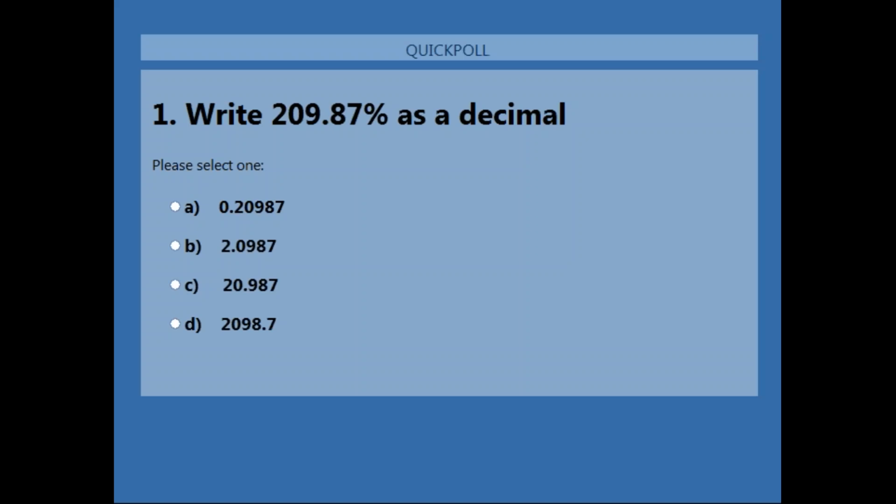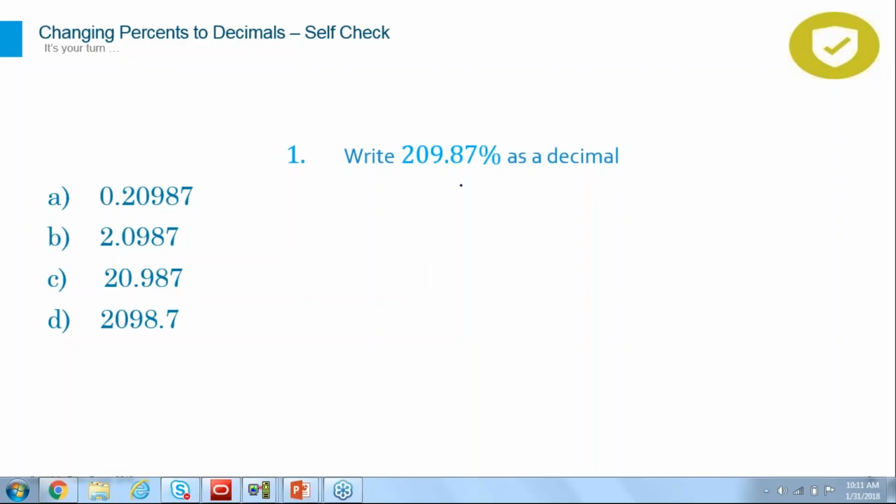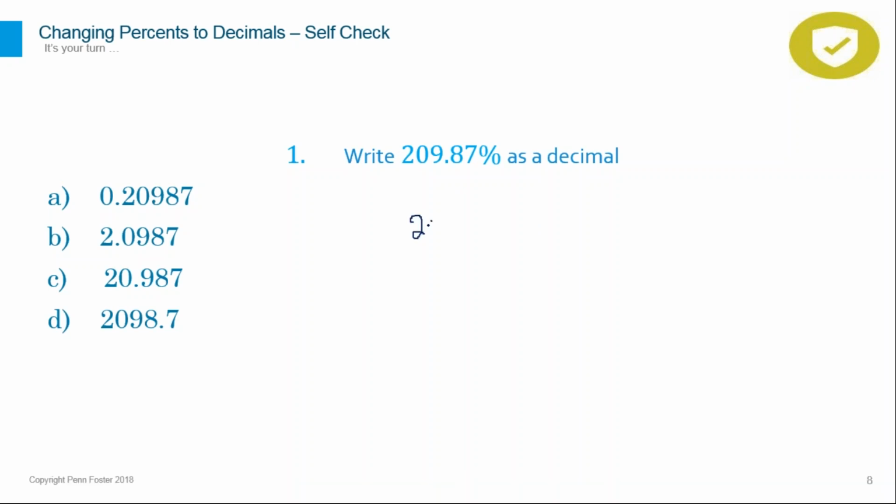Okay, so let's do the question together, and then I'm going to share my final answer, and then you can compare your answer with my answer, and that way also you can evaluate yourself. I have that number. I'm trying to divide by 100. I want to get rid of this sign, so move the decimal point twice to the left, and the answer is 2.0987, and the answer is B. The correct answer is B.